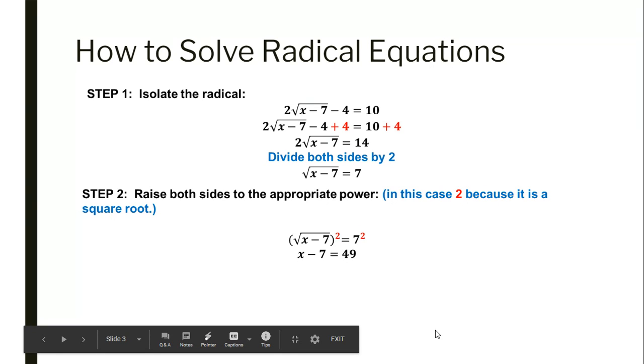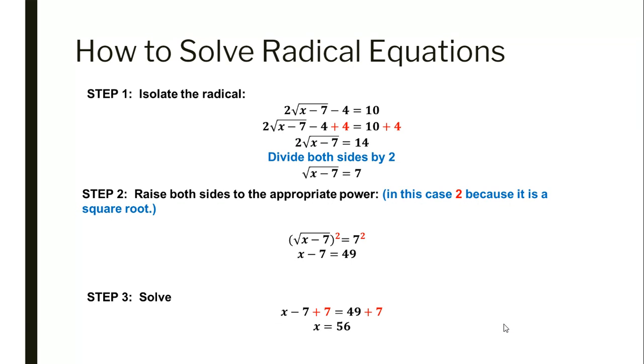All right, so let's go on. And now we're going to solve for our variable. So we're going to add 7 to both sides, and we end up with x is equal to 56.